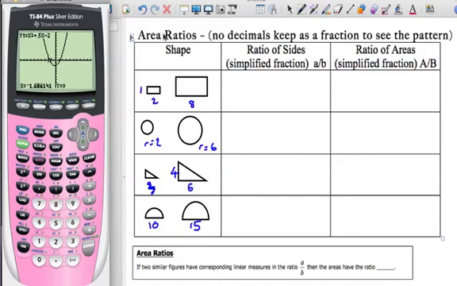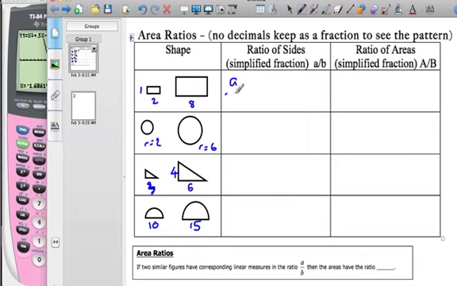We're going to have a look now at some similarity and the effect that it has on the areas of the shapes. Okay, so first of all, we're going to look at the ratio of the sides. So shape A to shape B. So the sides on shape A, let's just look at the ones we know. We've got 2 on the smaller shape and 8 on the bigger shape. So the ratio of the sides is 1 to 4.